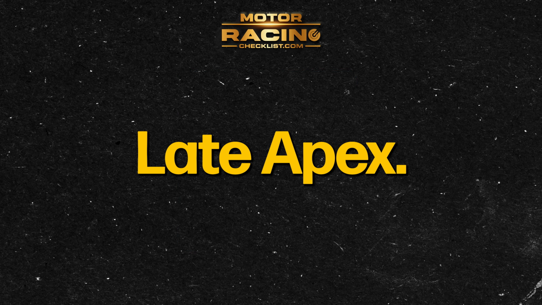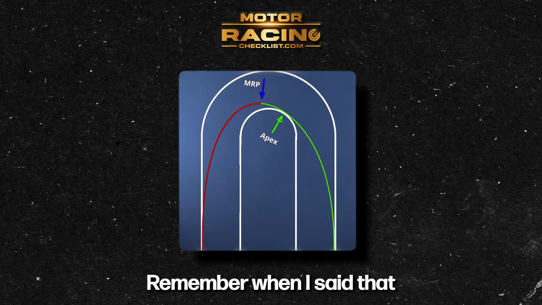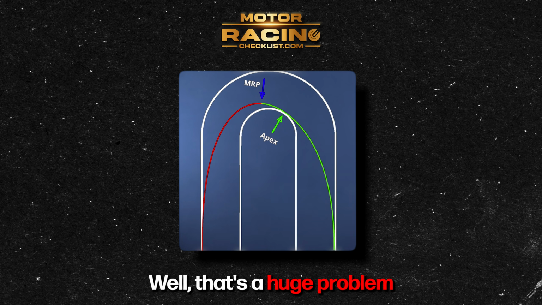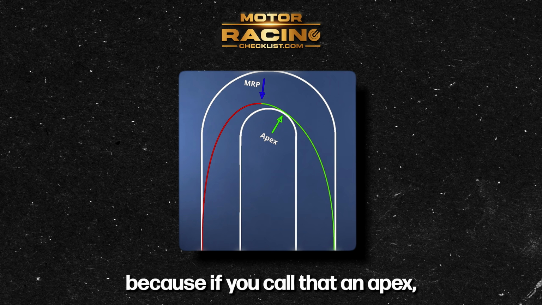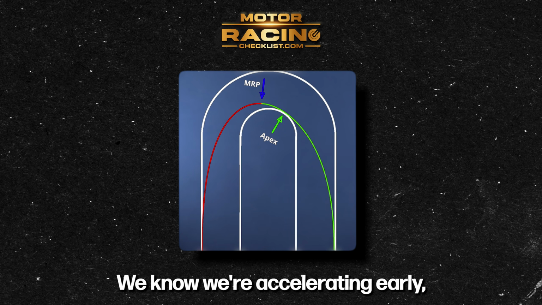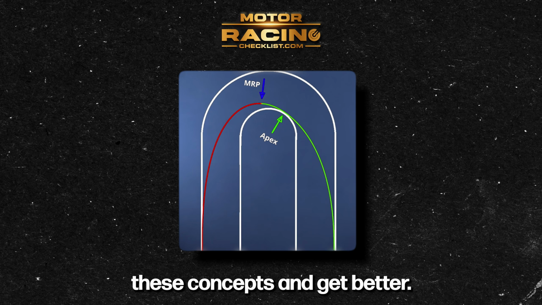Late apex. This one is very commonly confusing, so let's solve this problem right away. Late apex means early acceleration. Remember when I said that some coaches called the peak rotation of the car an apex? Well, that's a huge problem because if you call that an apex, but you're late apexing because you're hitting the inside of the corner late, are you accelerating early or late? We know we're accelerating early, but using the word apex for two very distinct things does not help any beginner understand these concepts and get better.